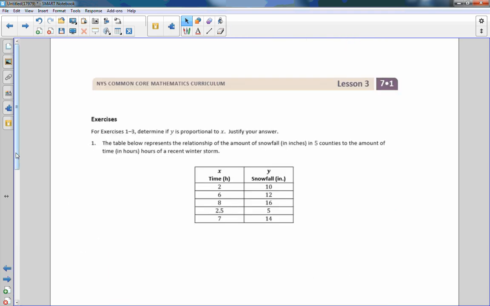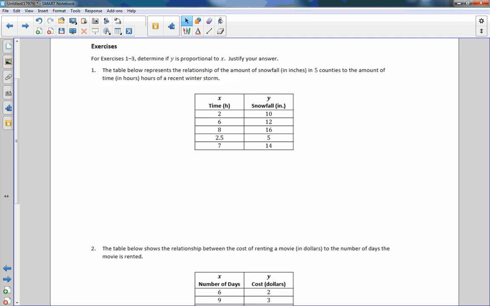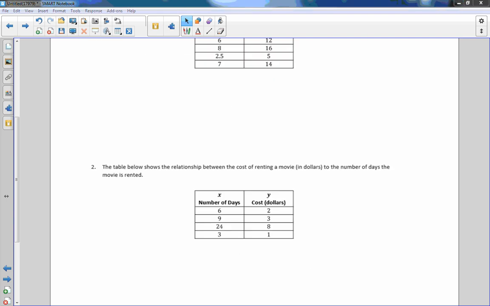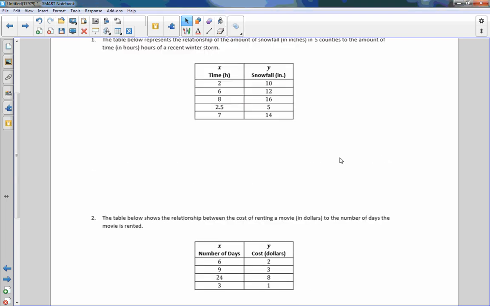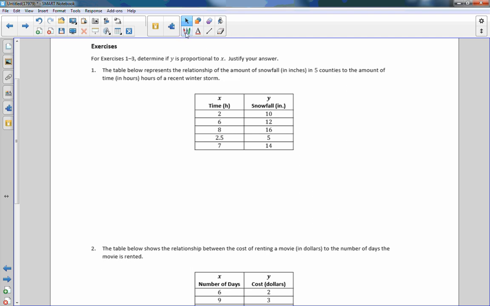Now, exercise. For exercises 1 through 3, determine if y is proportional to x and justify your answer. The table below represents the relationship of the amount of snowfall in inches in 5 counties to the amount of time in hours of a recent winter storm. So we have x, time: 2 hours, 10 inches of snowfall; 6 hours, 12 inches; 8 hours, 16 inches; 2 and a half hours, 5 inches; 7 hours, 14 inches.